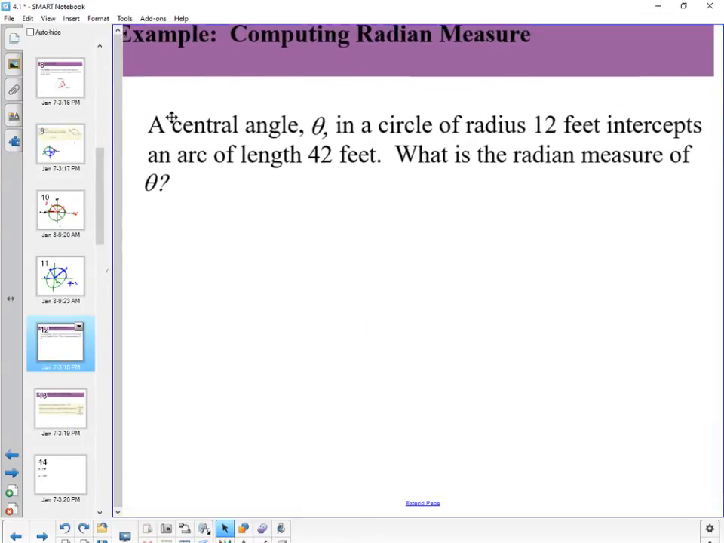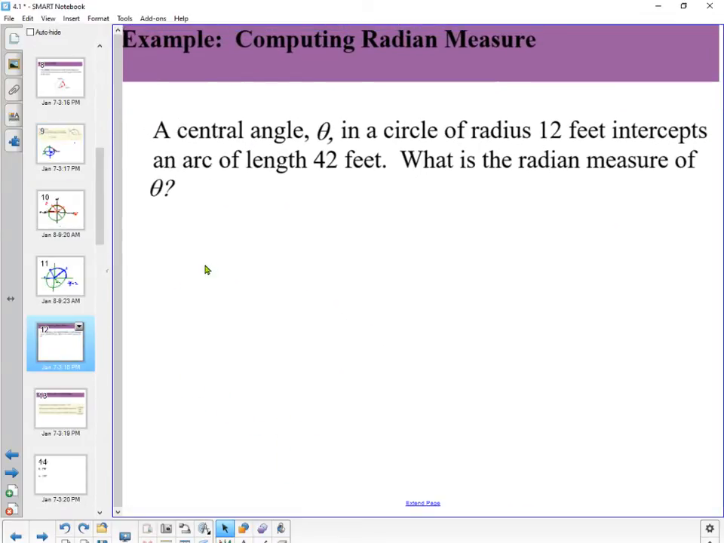All right, computing radian measures. A central angle theta in a circle of radius 12 feet intercepts an arc length of 52 feet. Please find the radian measure of theta. I'm going to just use my calculator here. Yeah, but I don't want to mess it up.